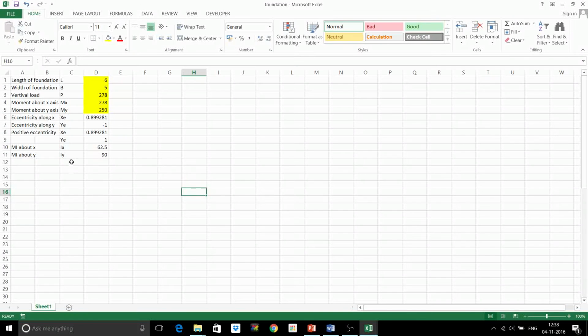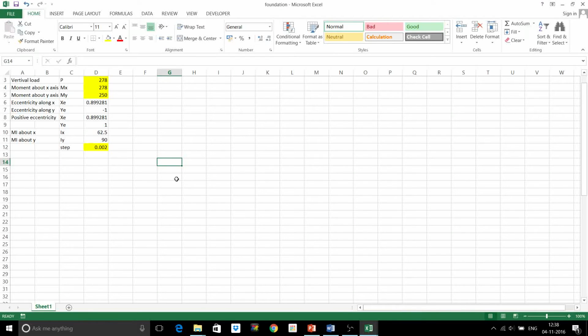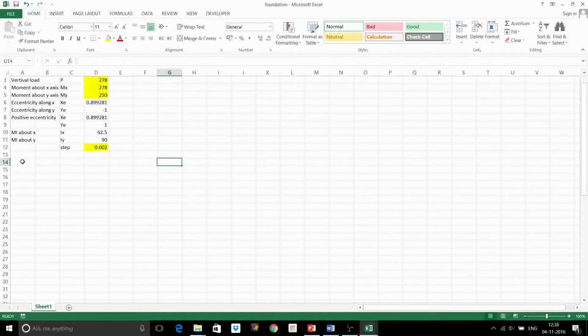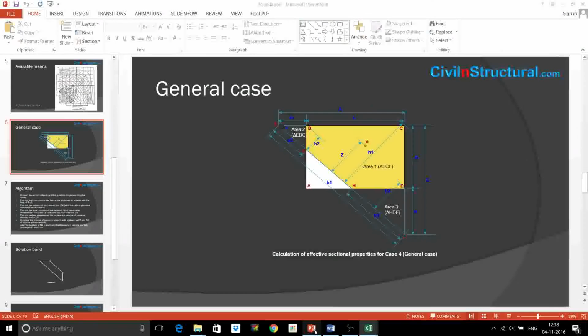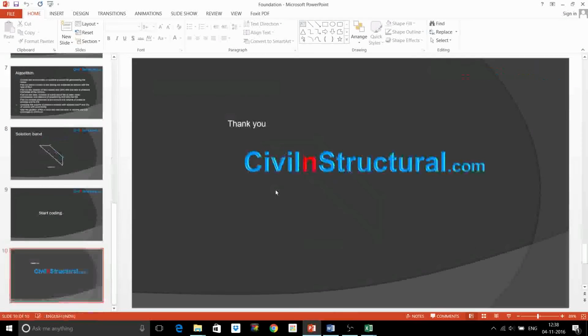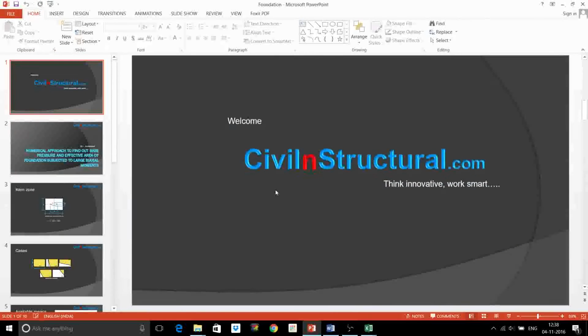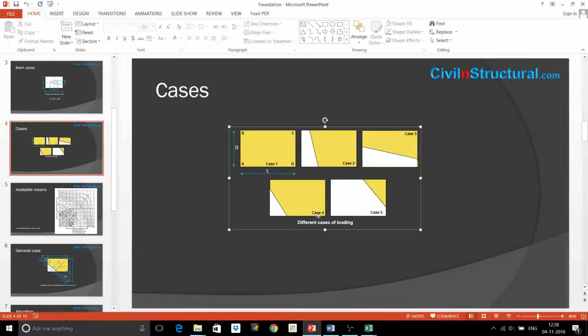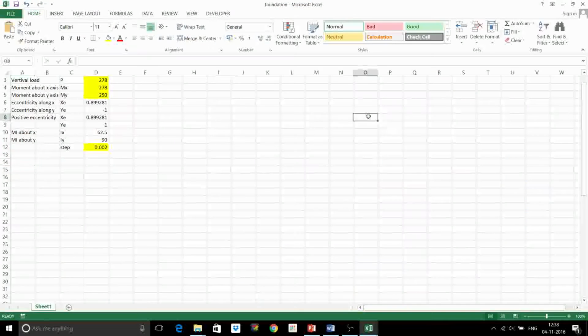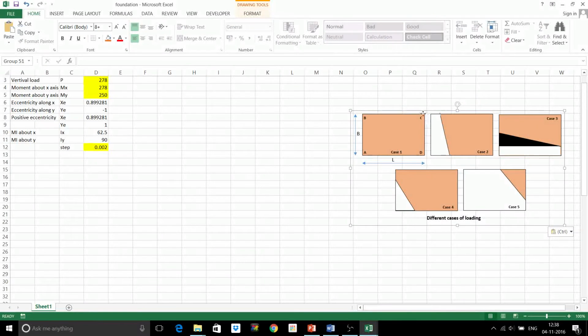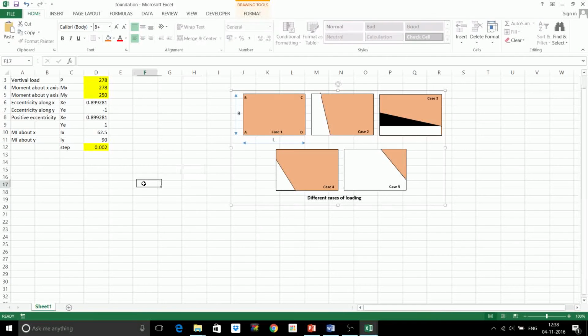One more variable I want to define here, that is step, which is the incremental distance at which we are going to reduce or increase our neutral axis position. So first of all, I will find out the pressure at corners A, B and C. I will copy this sketch here for reference. I don't know why this black has come here.